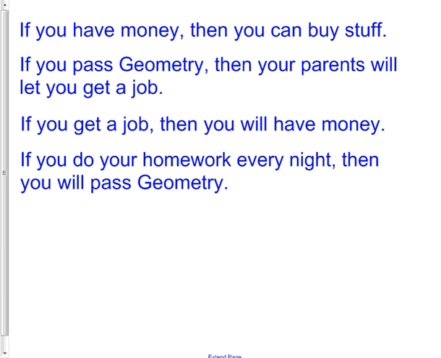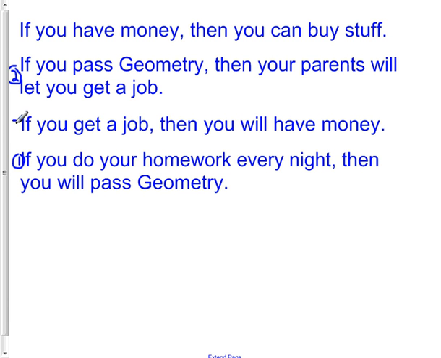It says, if you get a job, then you will have money. And then this one would follow next. If you have money, then you can buy stuff. But then there's nowhere where it starts if you buy stuff. So let's see, is there somewhere where it starts or ends with you get a job? That would be here. If you pass geometry, then your parents will let you get a job. And then this one says if you do your homework every night, then you will pass geometry. So it looks like this one's going to be our first one. If you do your homework every night, then you will pass geometry. And then if you pass geometry, this is number 2, then your parents will let you get a job.